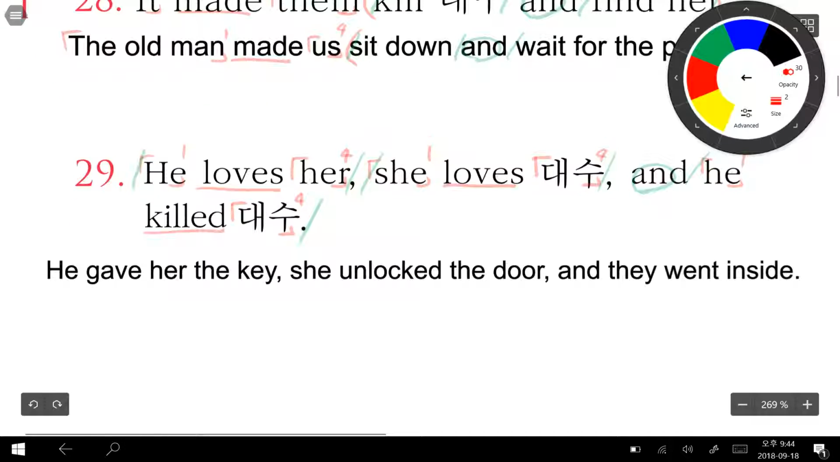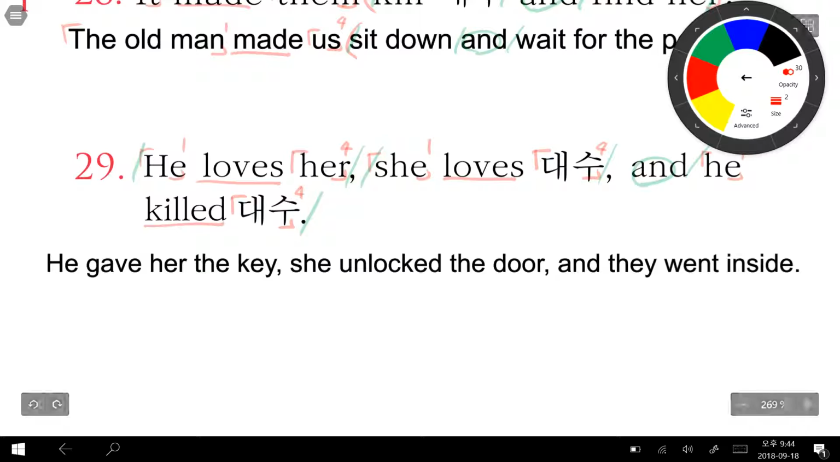Here's one more example. He gave her the key. She unlocked the door, and they went inside.